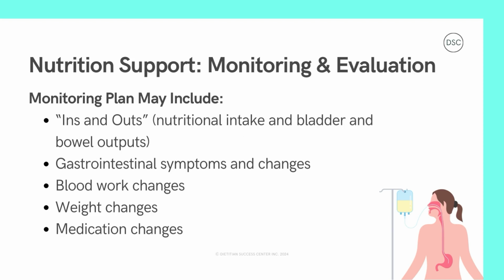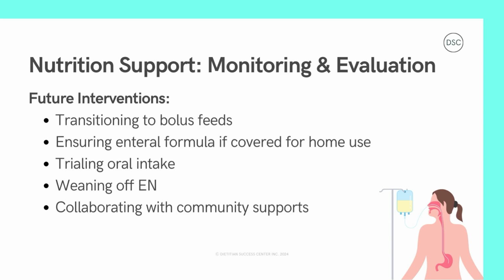Our monitoring plan will include looking at ins and outs, nutritional intake, energy, protein and fluid, and bladder and bowel outputs, gastrointestinal symptoms and changes, blood work changes, weight changes, tube placement, and medication changes. Evaluation of any changes in nutrition indicators may require future interventions related to bolus feeds prior to discharge to improve normalcy, ensuring enteral formula is covered for home use, trialing oral intake if possible, weaning off of enteral nutrition, and collaborating with community supports.